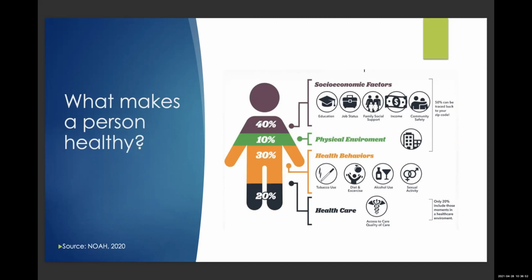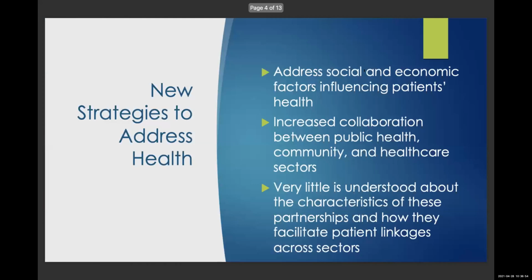So there are new strategies to address health. We want to address social and economic factors influencing patients' health. And to do this, increased collaboration between public health, community, and healthcare sectors is a strategy across public health research. However, very little is understood about the characteristics of these partnerships and how they facilitate patient linkages across sectors when patients present with unmet social needs.